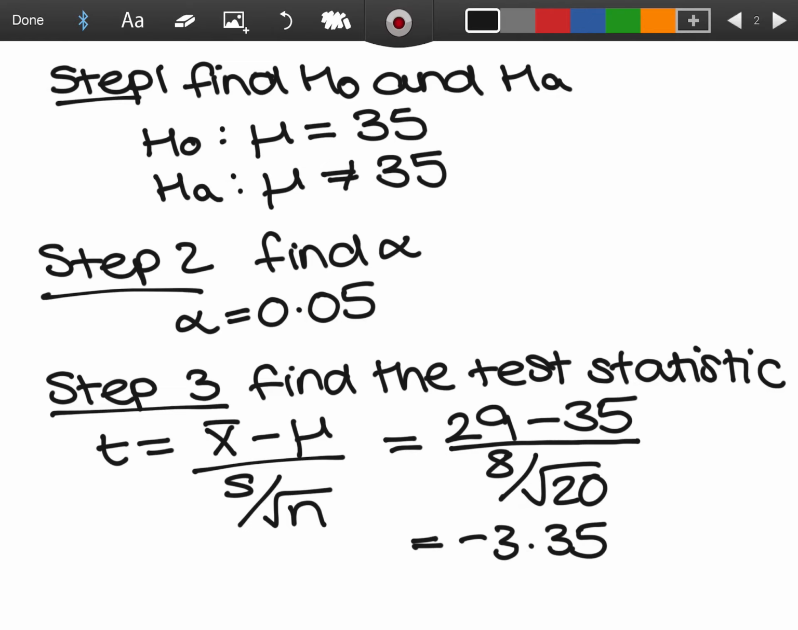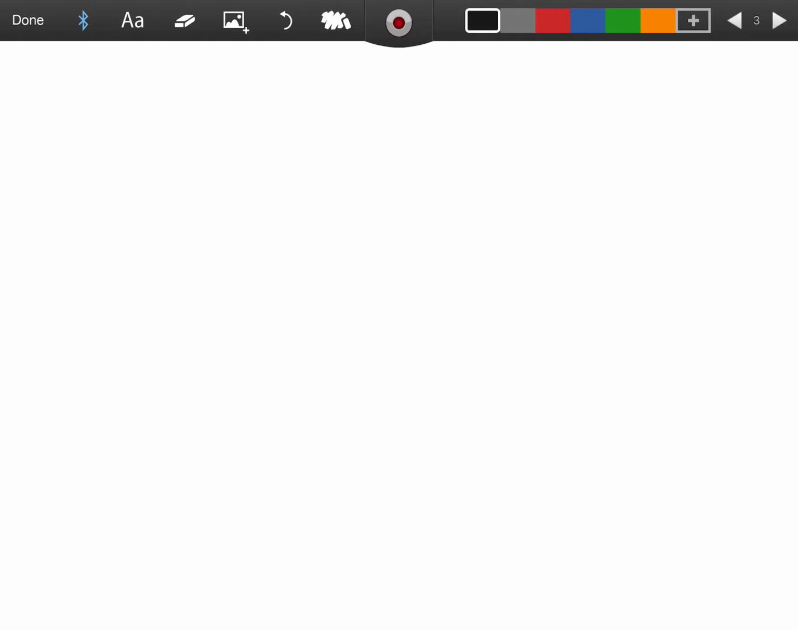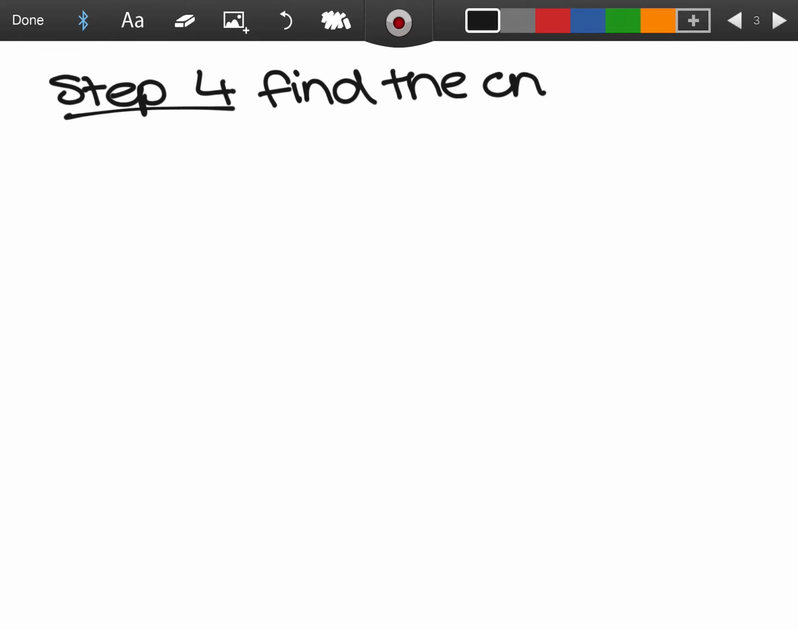The next step is that we need to find a critical value, because then we can compare our critical value to our test statistic, and that is what's going to determine whether we reject or fail to reject that null hypothesis. So step 4 is to find the critical value. Critical value is always found depending on what your significance level is. It always depends on that significance level alpha.